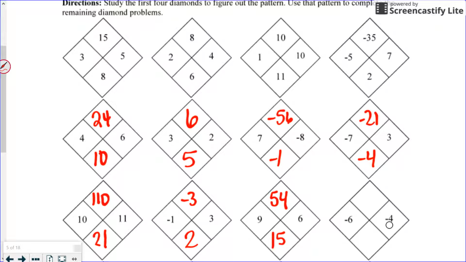Negative 6 times negative 4. Negative times negative is positive. 6 times 4 is 24. Negative 6 minus 4. You owe me $6. You borrow $4 more. Now you owe me $10.